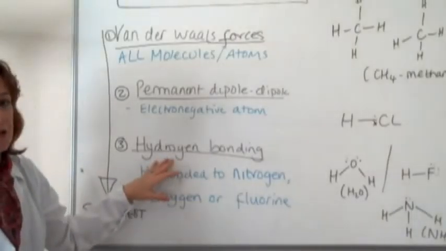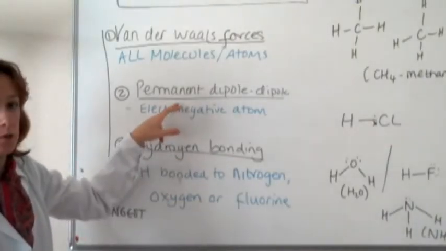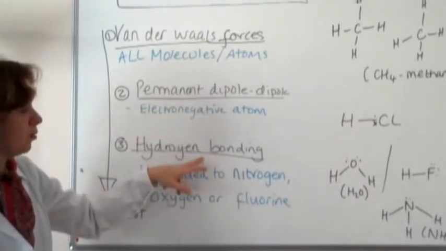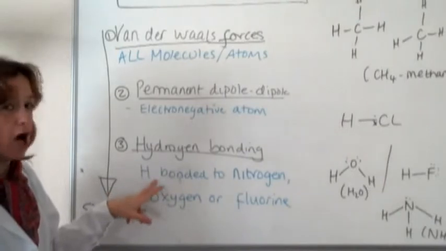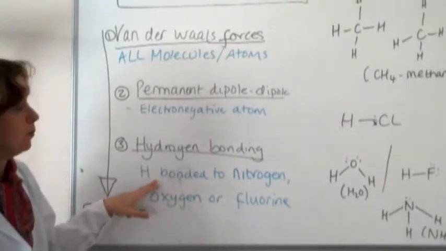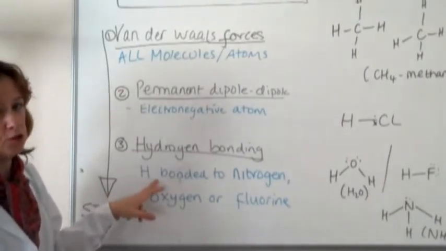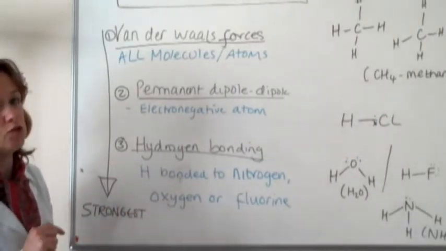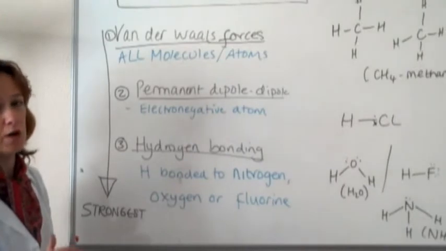Hydrogen bonding is a special type of permanent dipole-dipole, okay? It's a special type, and the criteria to have hydrogen bonding is having a hydrogen atom that is directly bonded to either a nitrogen atom, an oxygen atom, or a fluorine atom. If you don't have that criteria, you don't have hydrogen bonding.